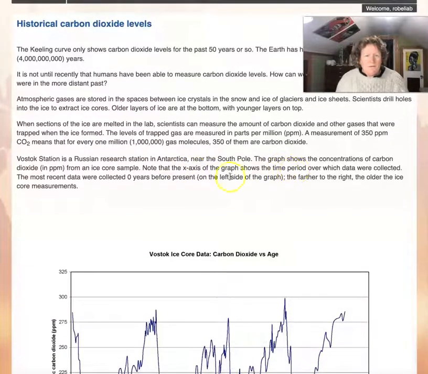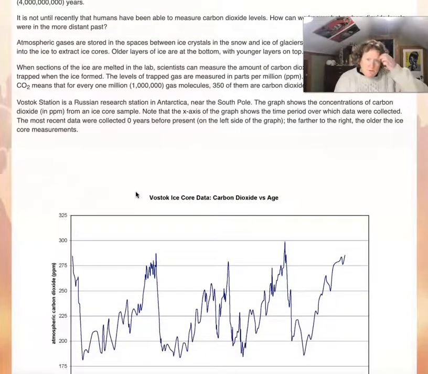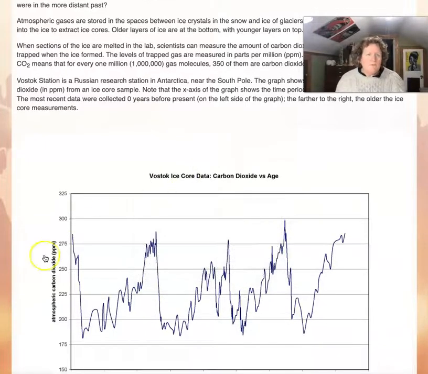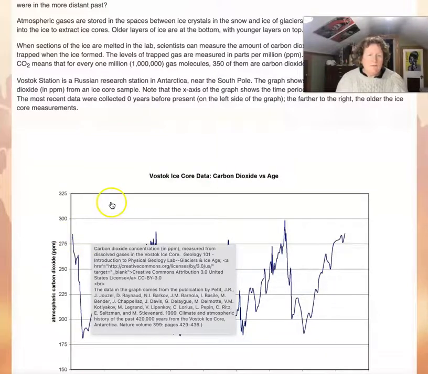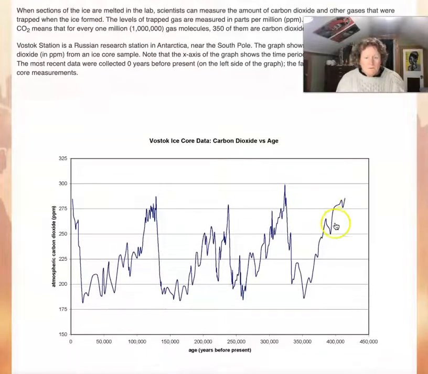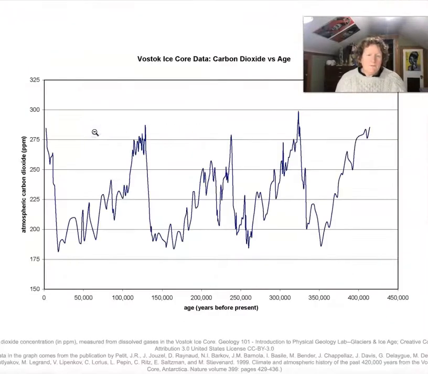The graph shows the concentration of carbon dioxide in parts per million from ice cores. Note that the x-axis of the graph shows the time period over which the data were collected. The most recent data is collected 0 years ago, and the older ice core measurements are over here. So you can kind of think of this as an ice core laying on its side, where the oldest part of the ice core is going to be on the bottom, and the youngest part of the ice core is going to be on top.